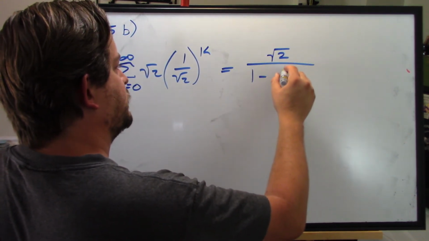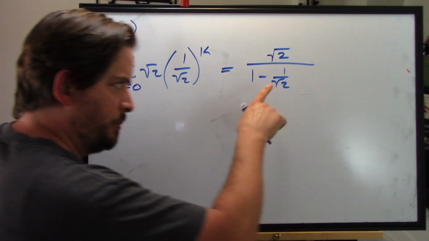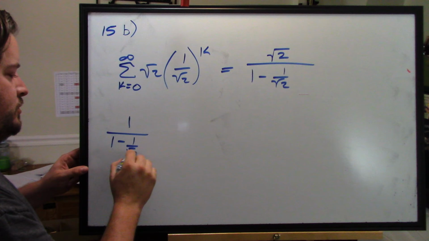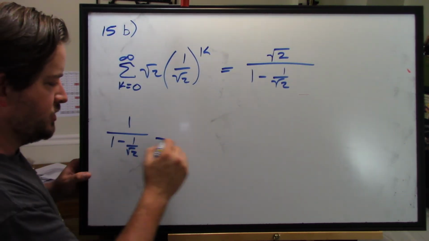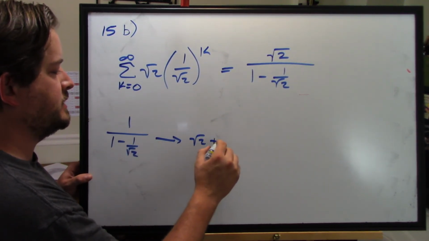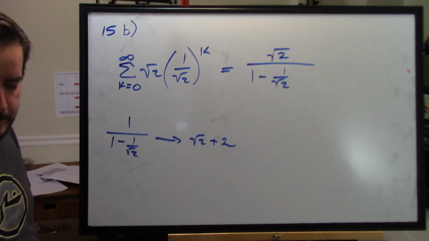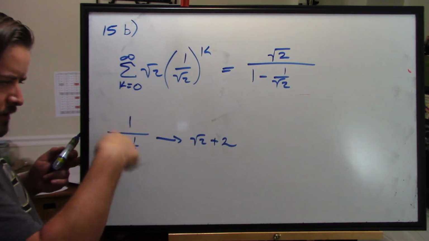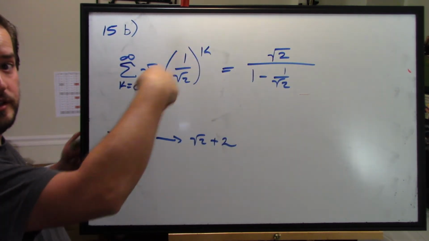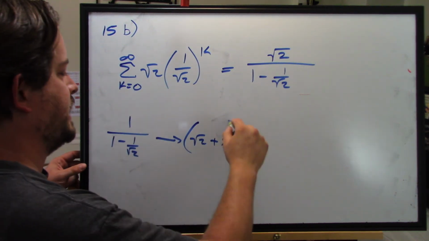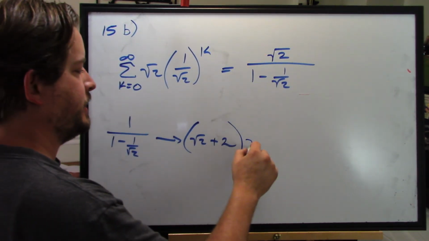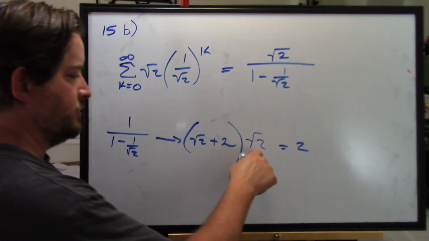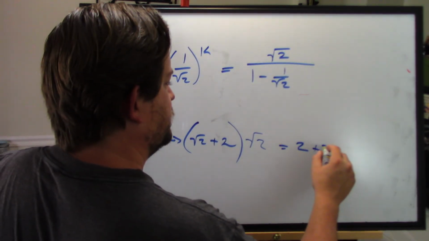Over that 1 minus 1 over root 2. And I'm going to pause here because we saw 1 over 1 minus 1 over root 2 in our last problem. And this turned into root 2 plus 2. Right? But that just means that I'm taking what I already had and just multiplying it by root 2. So I'm going to just skip all of that math. I'm going to take my last answer and simply multiply it by root 2. Root 2 times root 2 is just 2. Root 2 times 2 is plus 2 root 2.